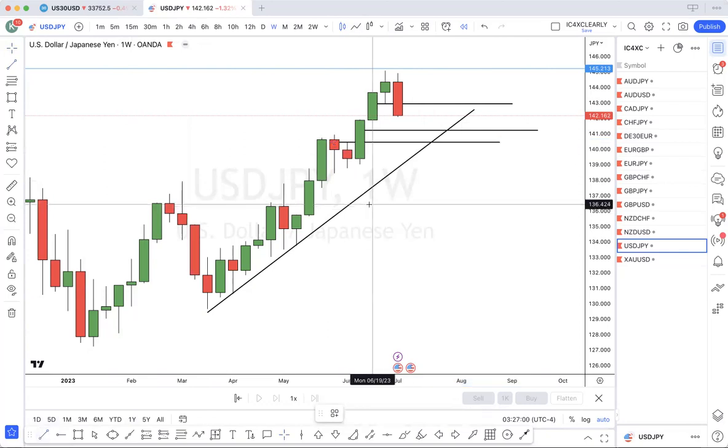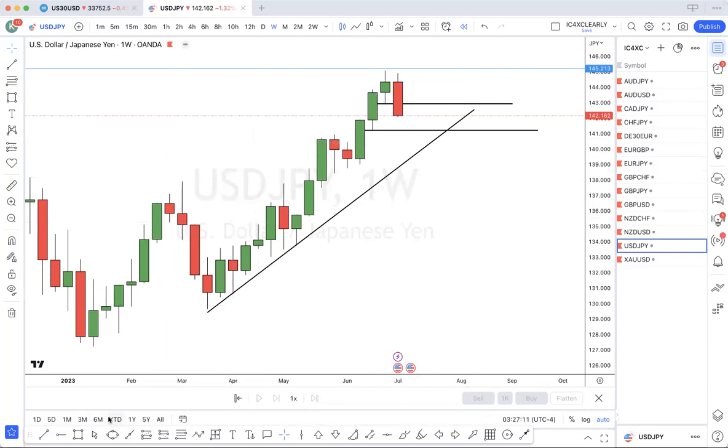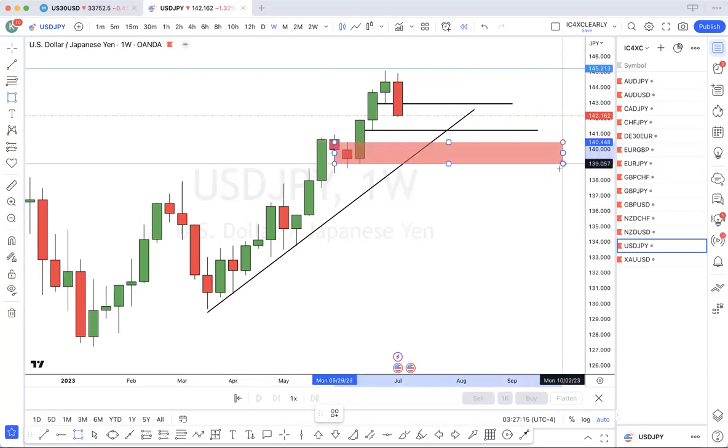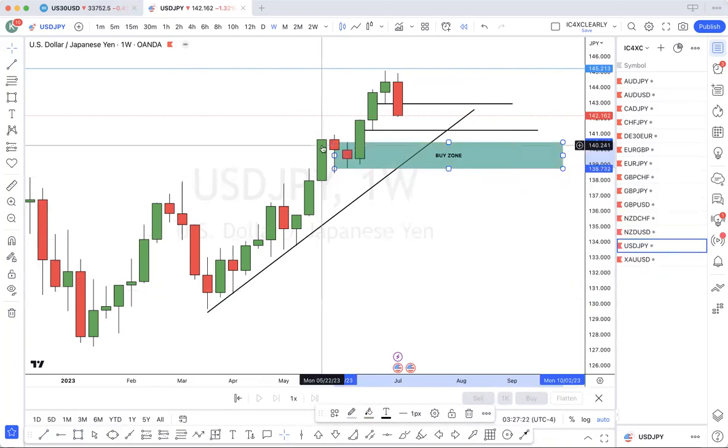And if you know how I mark up my order blocks, let me just do it the other way. Do it this way. Okay.